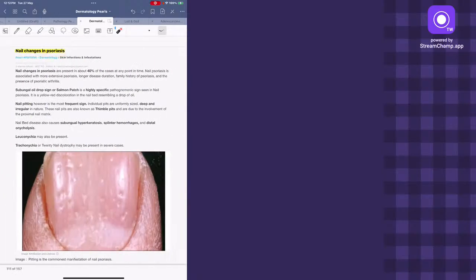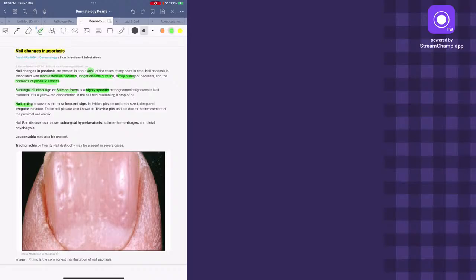Then nail changes in psoriasis are associated in 40% of people. Nail psoriasis is associated with more extensive psoriasis, longer disease duration, family history of psoriasis, and presence of psoriatic arthritis. So psoriatic arthritis, extensive psoriasis, longer disease duration, or family history make it more common. Subungual oil drop sign and salmon patch occur in psoriasis and are highly specific. Pathognomonic sign subungual oil droplet or salmon patch is a yellow-red discoloration in the nail bed resembling a drop of oil.